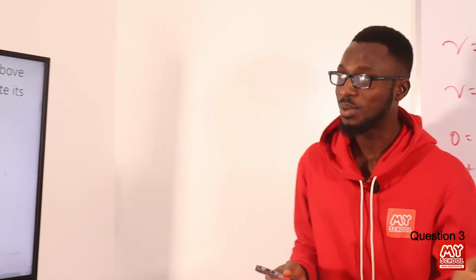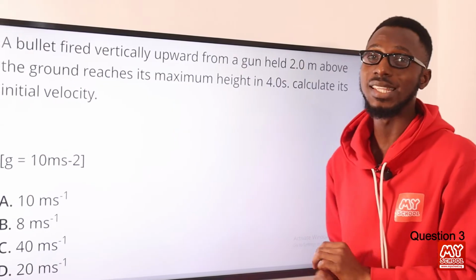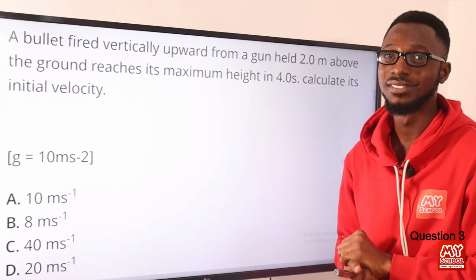So 40 meters per second. Let's secure that from the options supplied. We can find that in option C. So option C is the right option.